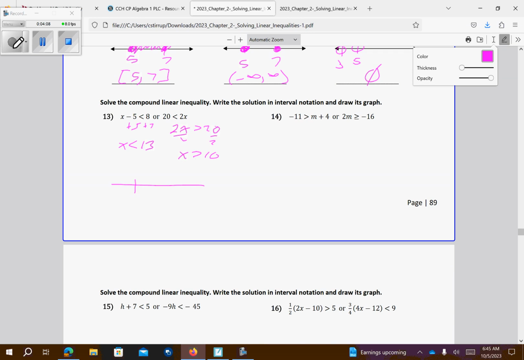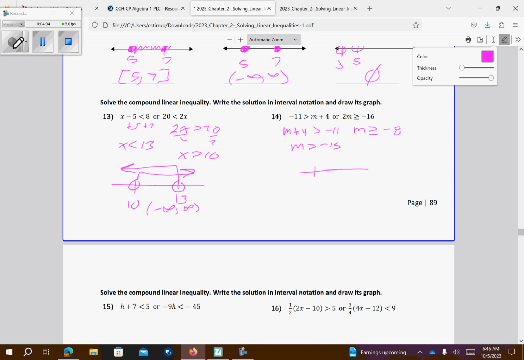So if I have a 10 here with an open dot and a 13 here, going this way with an open dot, it's an OR, so I want the entire line, so it's negative to positive infinity. I'm going to flip this problem entirely over, including the sign. Subtract 4 from both sides. And then divide both sides by 2 on this next one.